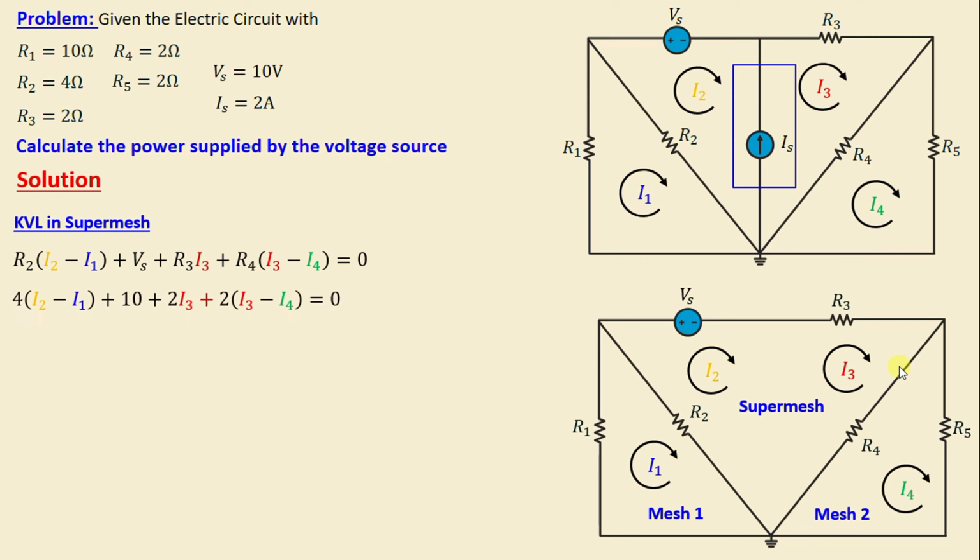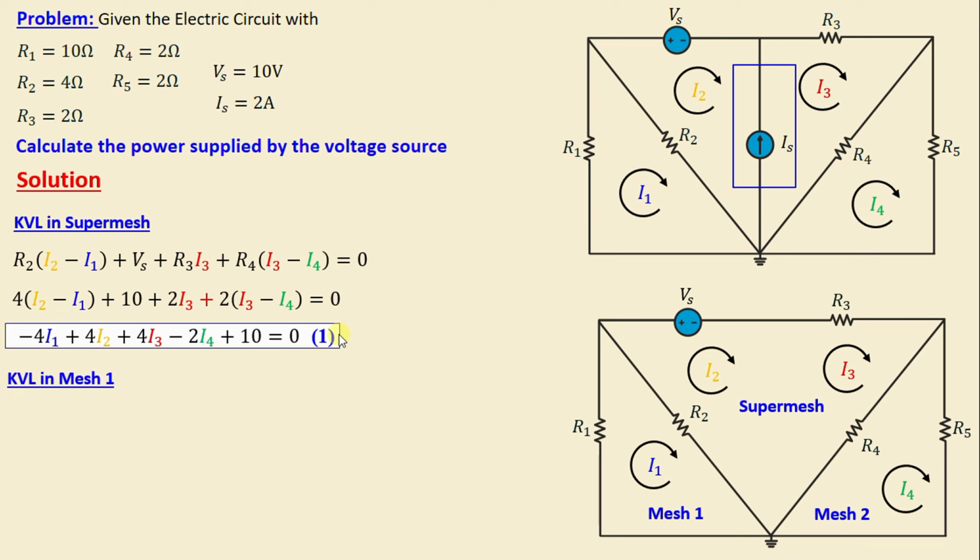By replacing the resistors and the voltage with their numerical values, we obtain 4(I2 - I1) + 10 + 2I3 + 2(I3 - I4) = 0. If we continue simplifying this equation, we obtain -4I1 + 4I2 + 4I3 - 2I4 + 10 = 0. And I will call this equation 1.